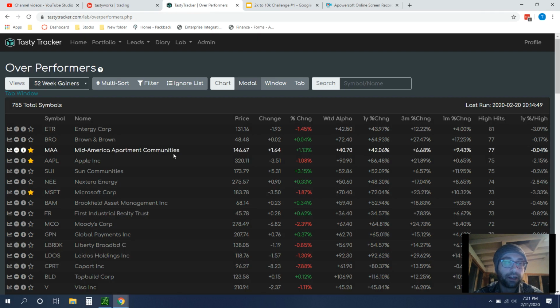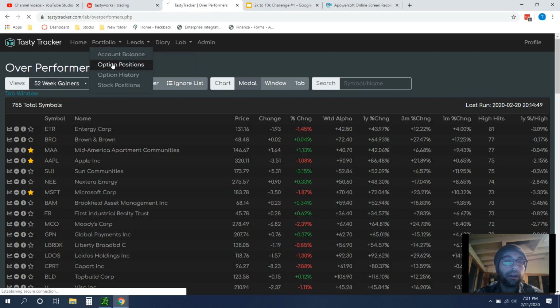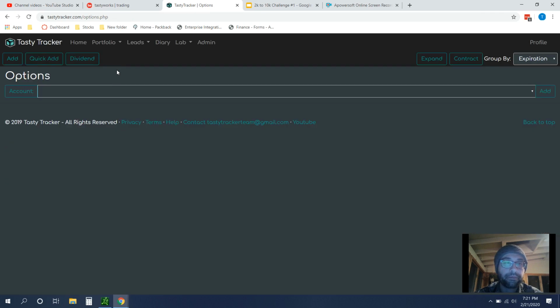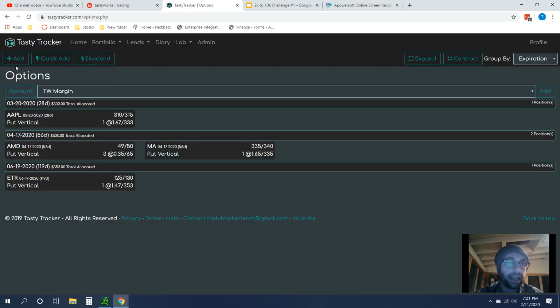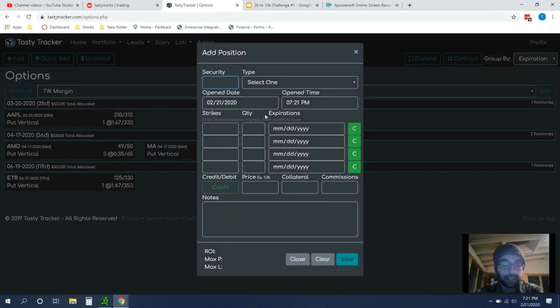Okay, so in TastyTracker, real quick, I guess the last thing I'll show you is how I add that in. I click Add, type AMD, and then in the type box I could hit the drop down, but I know it's put vertical, so I just hit P twice, and then hit Tab to get into the open date, and I just hit enter and it dropped me right down to the strike. So I can hit 49, then enter again and hit 50.